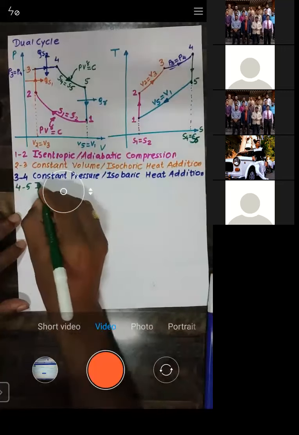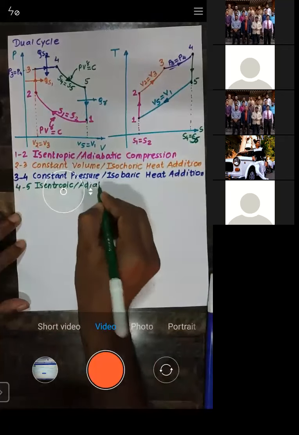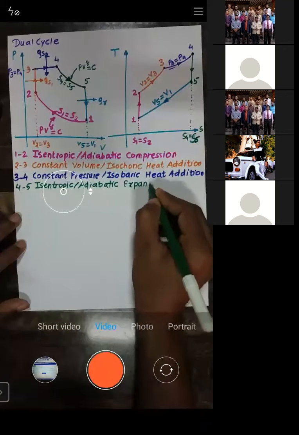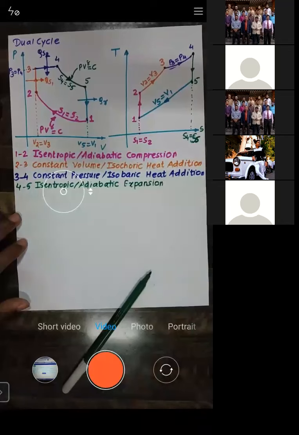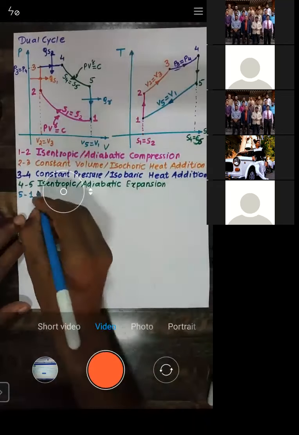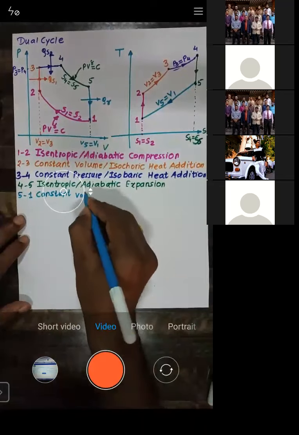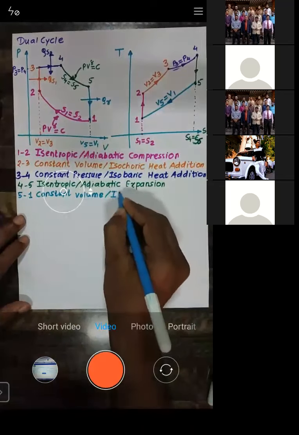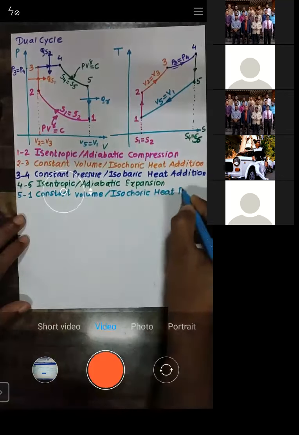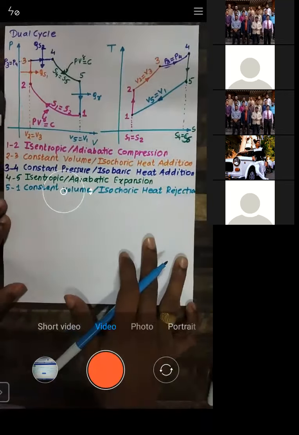Now the process 4 to 5 is isentropic, also known as adiabatic. It is isentropic or adiabatic expansion. Now let us move to the next process, 5 to 1. It is constant volume, also known as isochoric heat rejection. I've briefly written down those processes.